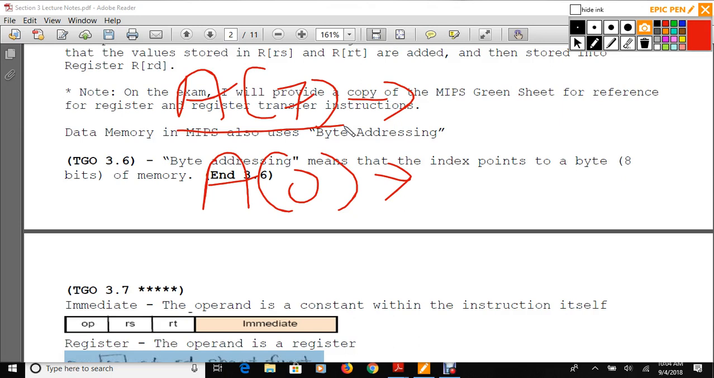There we go, 28 through 31. Right? 8 times 0 is 0, 1, 2, and 3. A1 is 4, 5, 6, and 7. A2 is 8, 9, 10, and 11. Yeah, there. Yep.